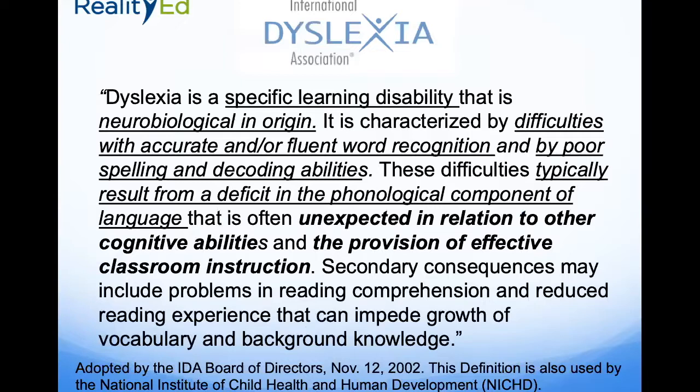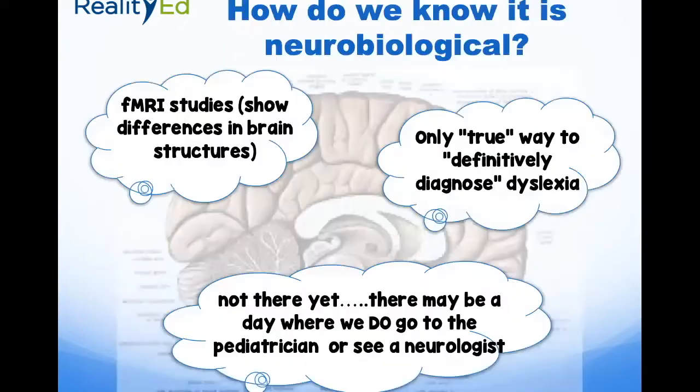Also, that it's unexpected in relation to other cognitive abilities. So dyslexic students, as I mentioned earlier, often can comprehend language that they're listening to very well compared to what they can do when they're trying to decode. Also, something to consider is the type of instruction that a student has had as well. And then it goes on to mention secondary consequences as a result of having dyslexia.